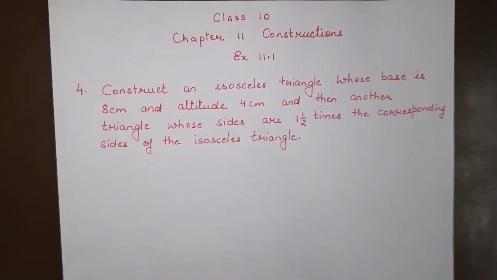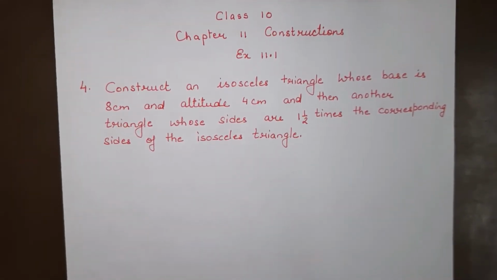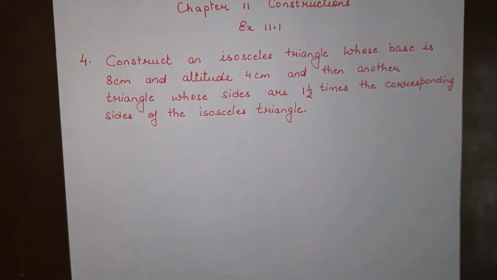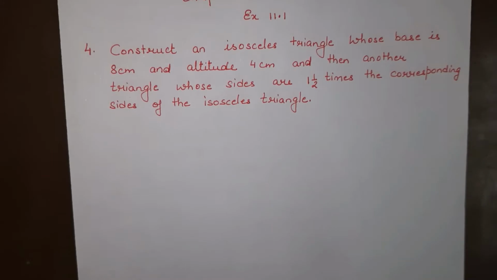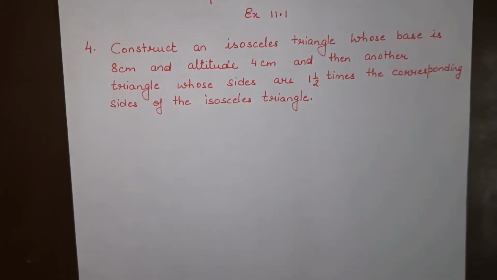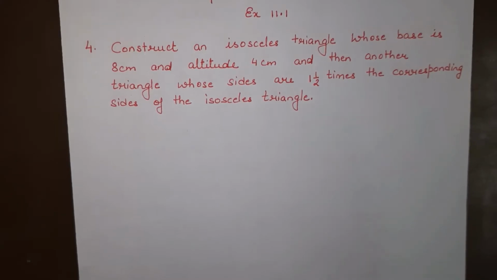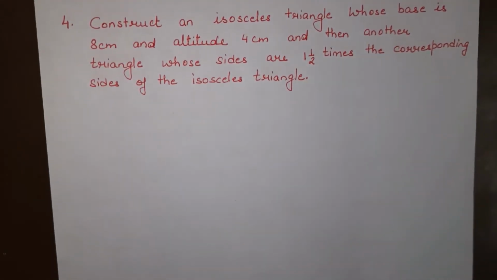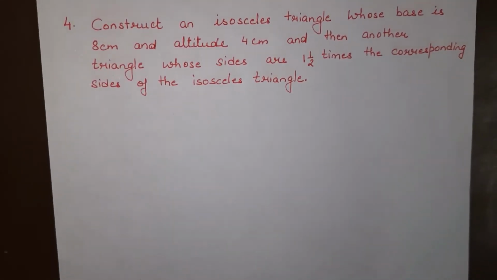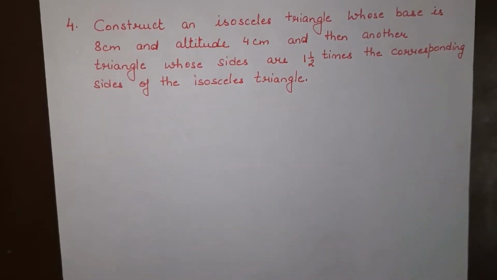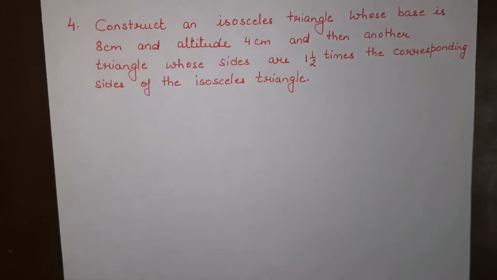Hello everyone, today we will do class 10th chapter 11th constructions exercise 11.1 question number 4. Construct an isosceles triangle whose base is 8 cm and altitude 4 cm and then another triangle whose sides are 1.5 times the corresponding sides of the isosceles triangle.